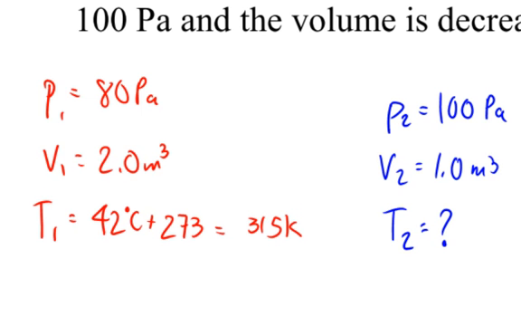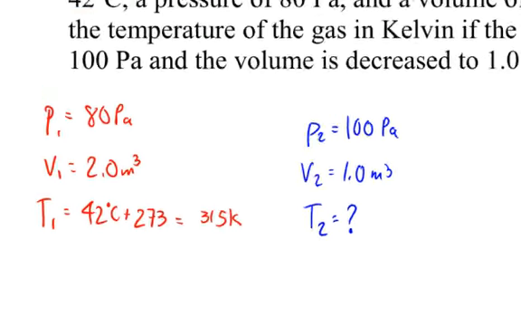Okay, so I know the initial pressure is 80 Pascal, the initial volume is 2 cubic meters. Since they're asking me about temperature, then I have to work with Kelvin temperatures, absolute temperatures. So I've converted the first temperature to Kelvins. The second pressure and volume is 100 Pascal and 1.0 cubic meters.